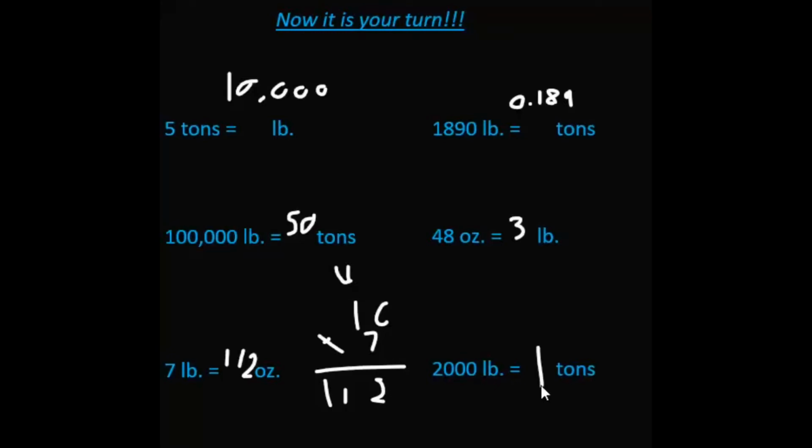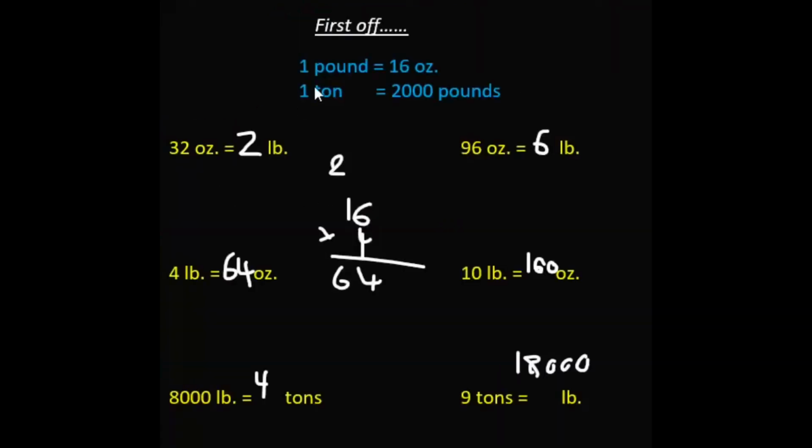So I think I forgot to mention this, but you guys should try to remember these conversions right here. 1 pound equals 16 ounces and 1 ton equals 2,000 pounds. That will help you a lot while you're doing these conversions.